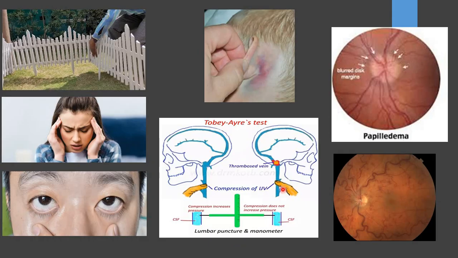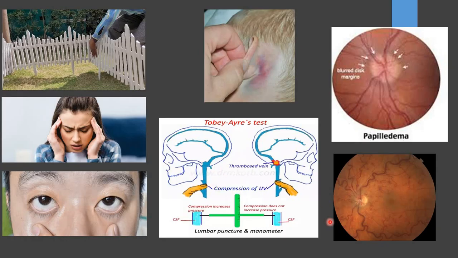In a patient with lateral sinus thrombosis, on the side of the thrombosed vein, the compression of the IJV does not lead to any change in the CSF pressure because of discontinuity in the flow of blood, whereas the compression of the other side normal IJV instead leads to a double-time increase in the CSF pressure because that's the only vein through which the entire venous drainage of the brain is happening.